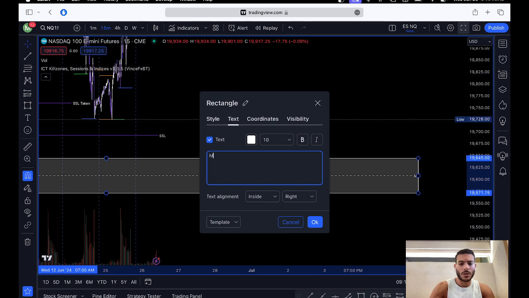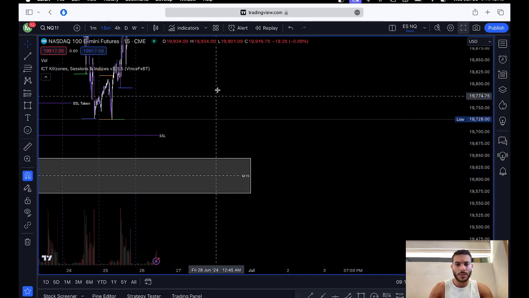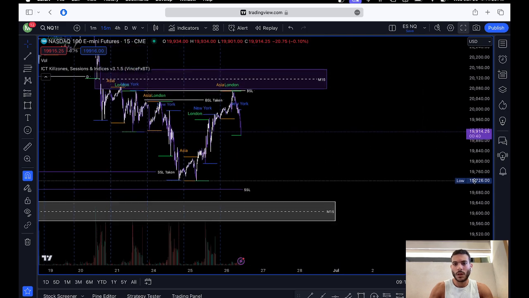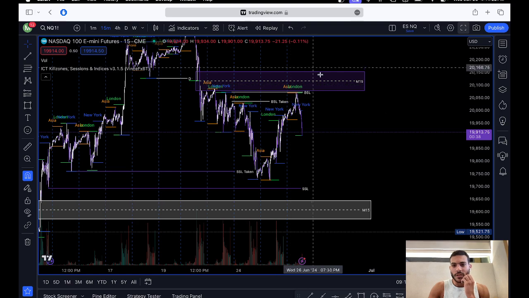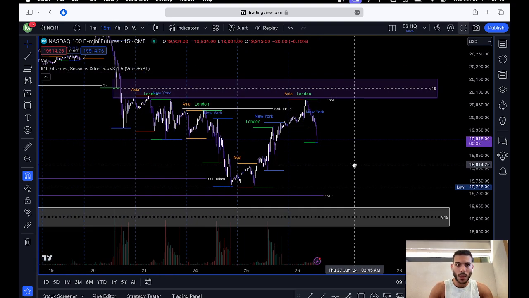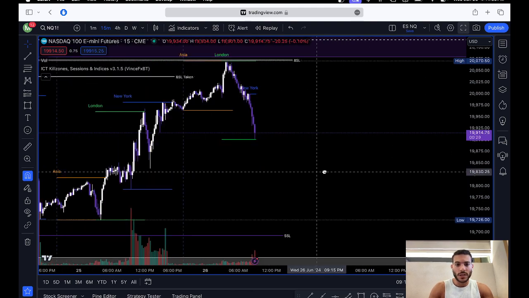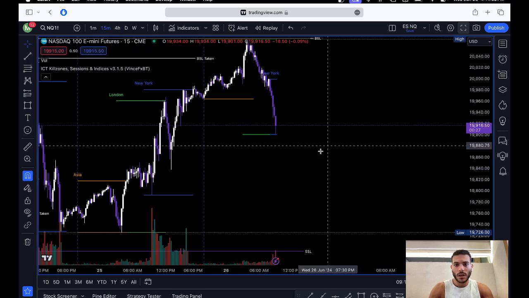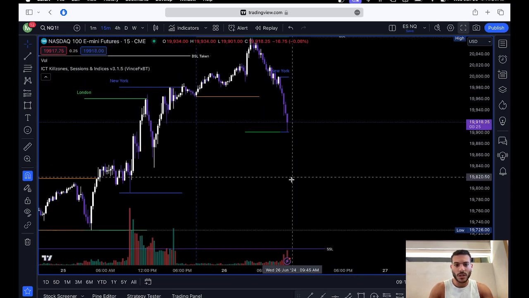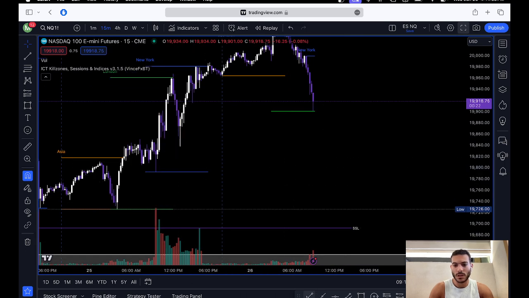This is now 15. Put that in a little bit. So these are the ranges, right? These are the ranges that we're looking at on a higher time frame. Now, what we expect to see is if New York wants to continue distributing, taking out these sell side liquidities.